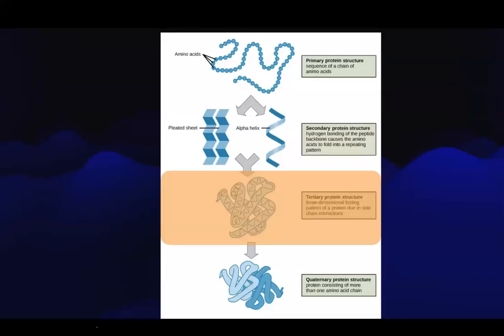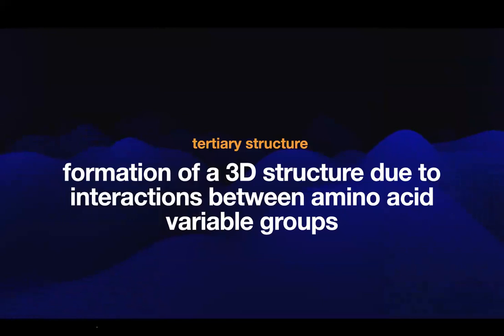Okay, so moving on now to the tertiary structure. So we went through primary structure, which was the chain of amino acids. Then for secondary structure, it was the formation of these hydrogen bonds within the backbone. Now we move on to the third thing, which is very simple. It's the formation of a 3D structure due to interactions between the variable groups. So secondary structure was all about the backbone. Now we move on to the variable groups.